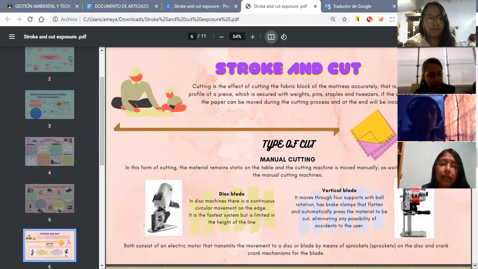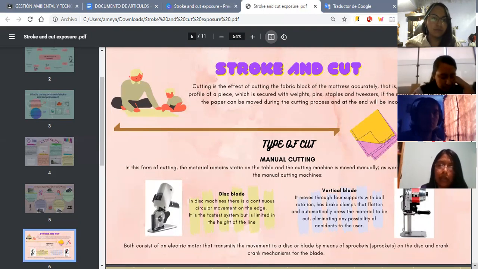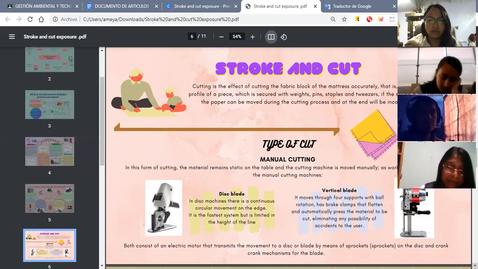A type of cut. First is manual cutting. There are two types, disc blade and vertical blade. Next.